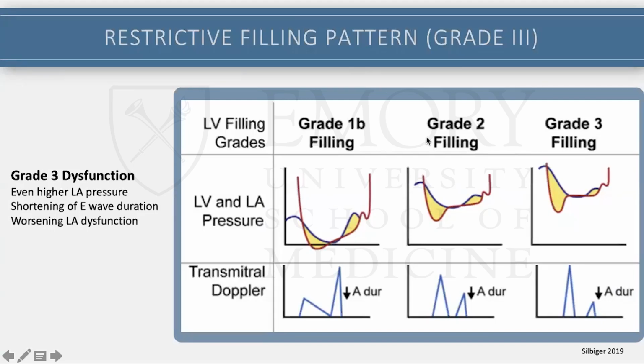And lastly, we have grade 3 filling. This is really just grade 2 plus. I mean, it's just a more severe form of grade 2 impairment where the LA pressure is even higher. So the difference between your LA and LV is greater. You have an even bigger E wave. You have worsening left atrial dysfunction that creates a really weak atrial systole. Your LV pressure is really high at the end of systole. And so your A wave is much smaller and you just have a greater ratio between the E and the A wave.